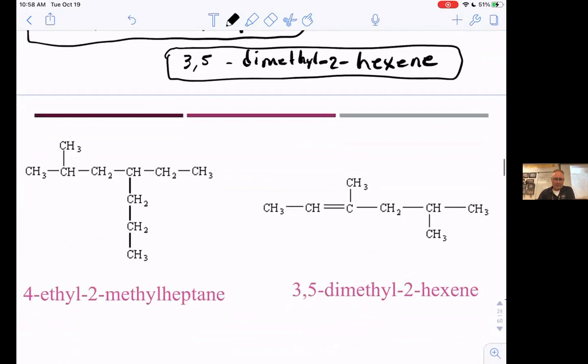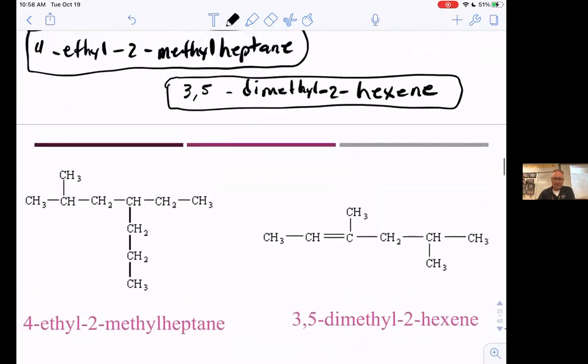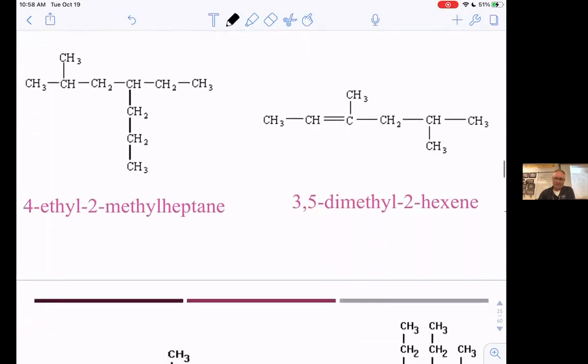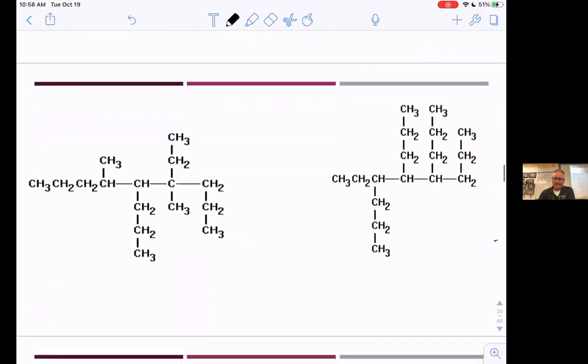Let's go down and look at my work. 4-ethyl, 2-methyl heptane. Good job. 3,5-dimethyl 2-hexene. Good job. Oh, these are monsters.